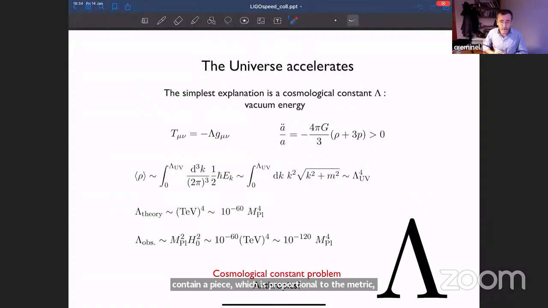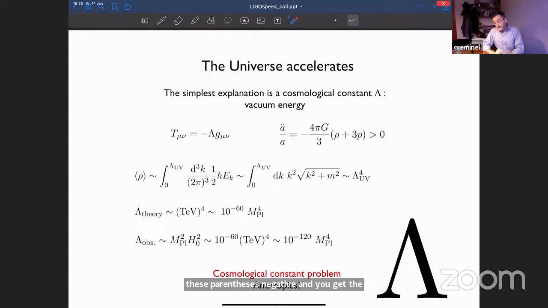And I remind you that a cosmological constant has a stress energy tensor that gives an acceleration in the second Friedmann equation, because the pressure is negative. So for a positive cosmological constant, since the pressure is minus rho, this parenthesis is negative, and you get an accelerating universe. So what's wrong about the cosmological constant?